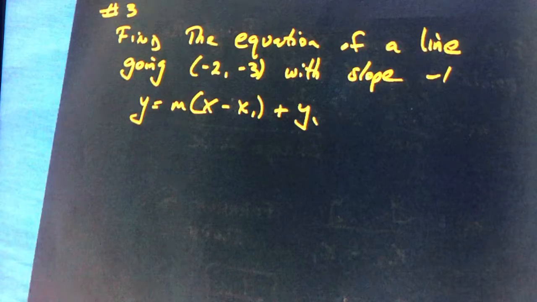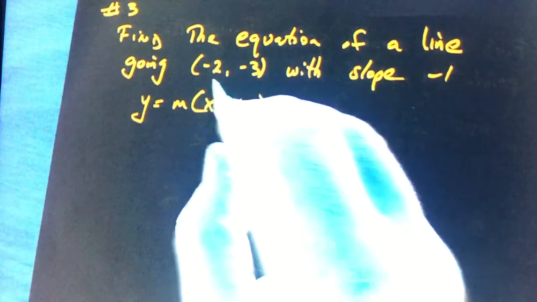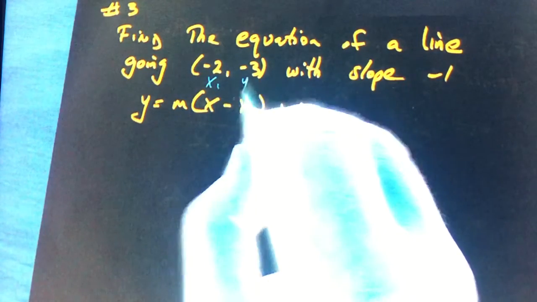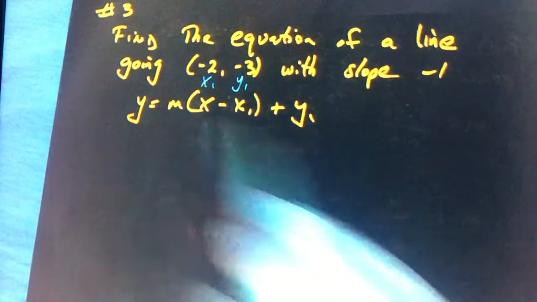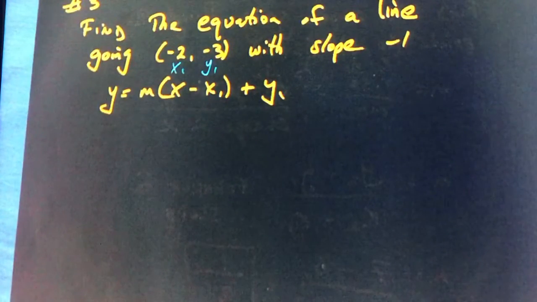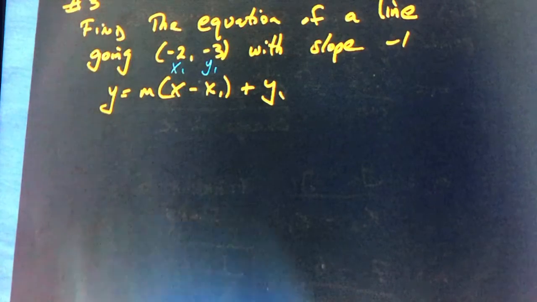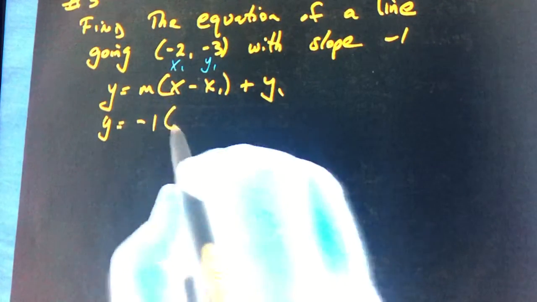There's actually only one point, so we technically don't have to write x1, y1, but we want to separate that from the x and the y that are already there. This x right here, for instance, and this y right there. So, same thing. We just fill in the gaps, and we get y equals, slope is -1, so -1, onto x.